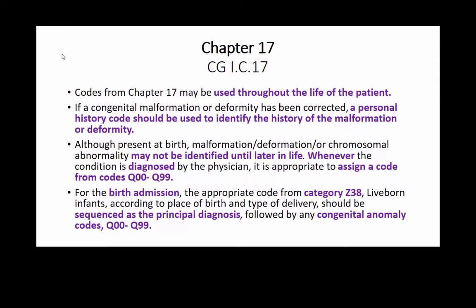As we mentioned before, for the birth admission, the appropriate code from Category Z38 should be the principal, and then any congenital anomaly would be a secondary diagnosis. If we follow the guidelines closely, they will almost always tell us how to sequence our codes, but we have to take the time to read them so that we know that.